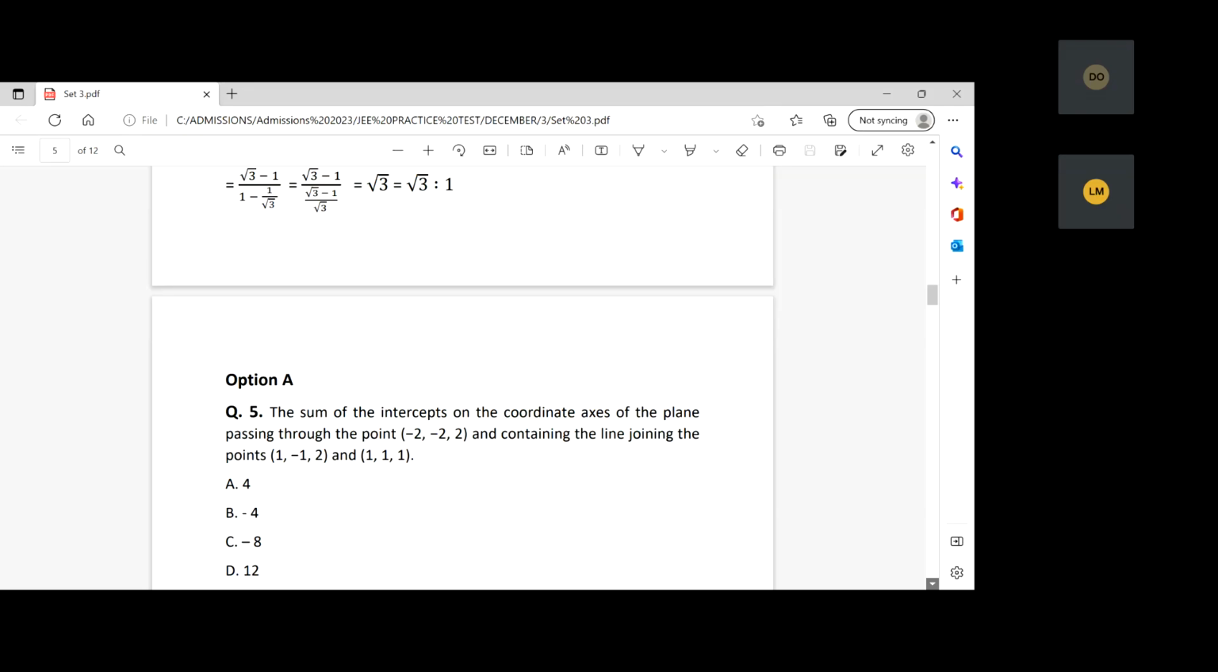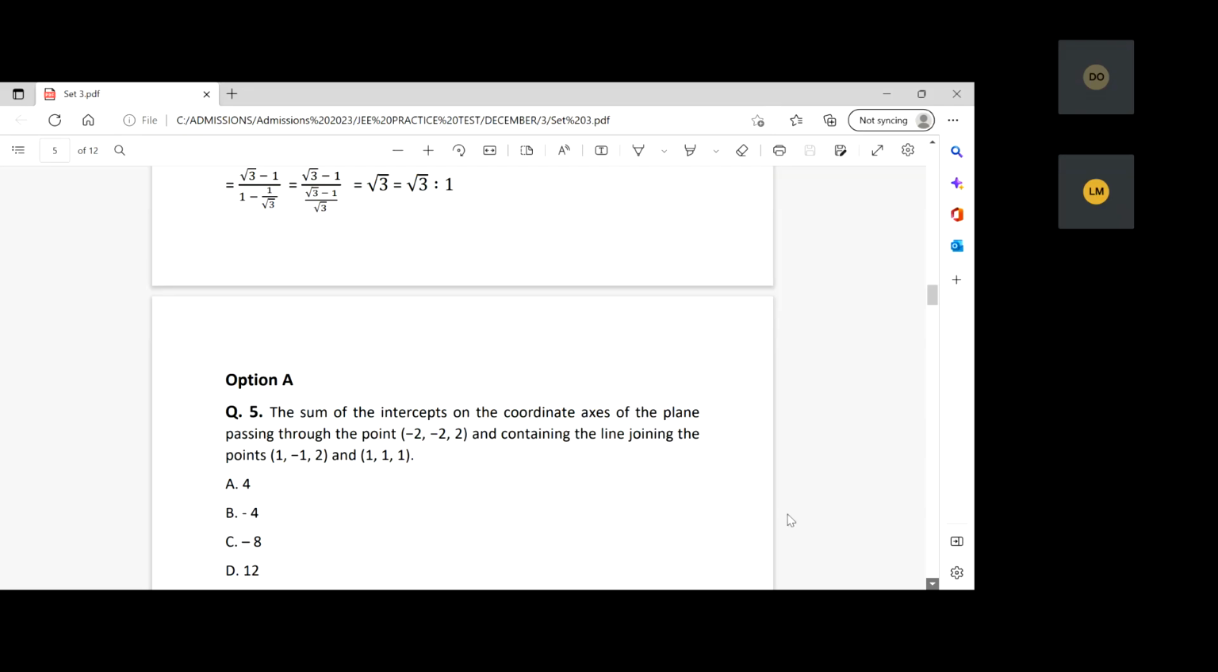This is also an interesting type of question which always used to come in the exam. The sum of intercepts on the coordinate axis of the plane which passes through the point (-2, -2, 2) and contains the line joining the points (1, -1, 2) and (1, 1, 1). What the question is asking is to find the sum of intercepts on the coordinate axis of the plane.